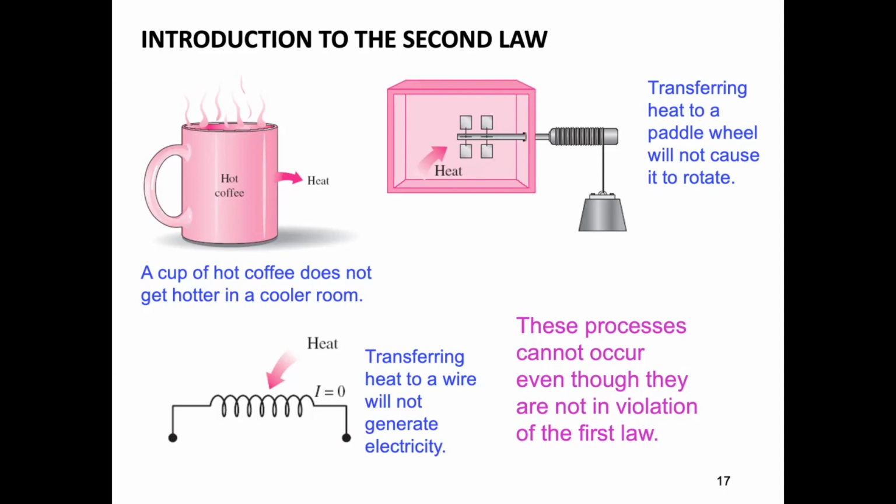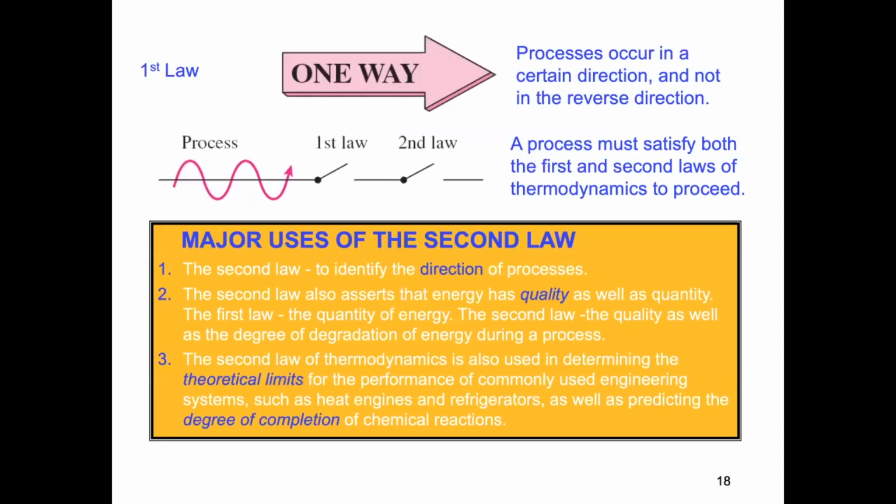No, because you are not following the direction. It cannot occur if you do not obey the second law. For example, transferring heat to a wire will not generate electricity. In fact, you are generating more resistance for the circuit. These processes cannot occur even though they are not in violation of the first law. But you are not following the second law. A process must satisfy both the first and second law of thermodynamics to proceed.